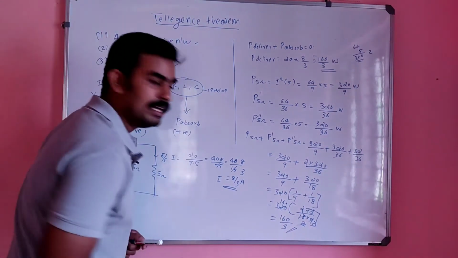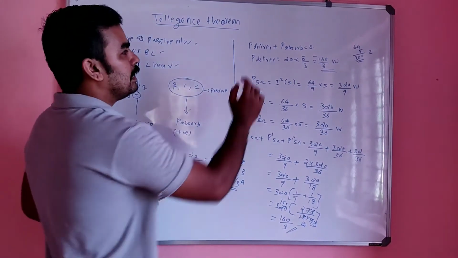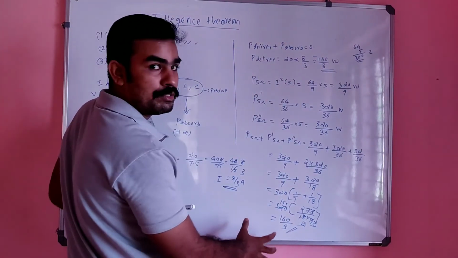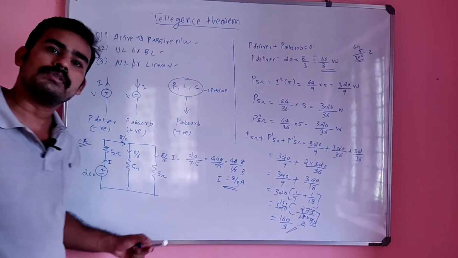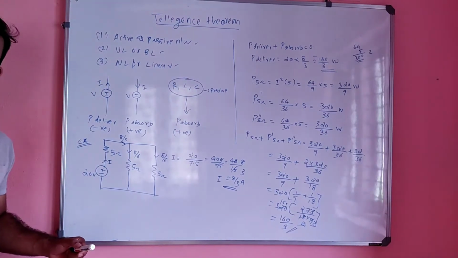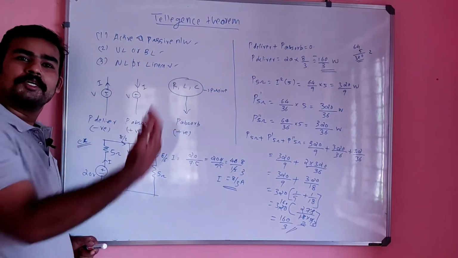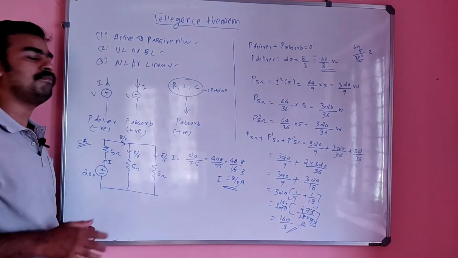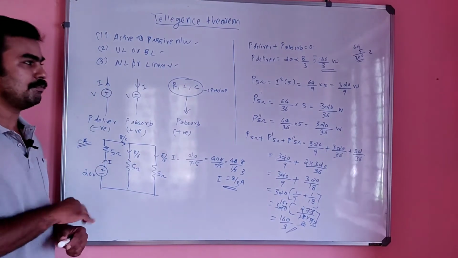So that is plus 160 by 3. See, the power delivered is equal to minus 160 by 3, and the total power absorbed is equal to 160 by 3. The total sum will be equal to 0. That means power delivered will be equal to power absorbed. Simple. That is the concept of Tellegen's theorem.